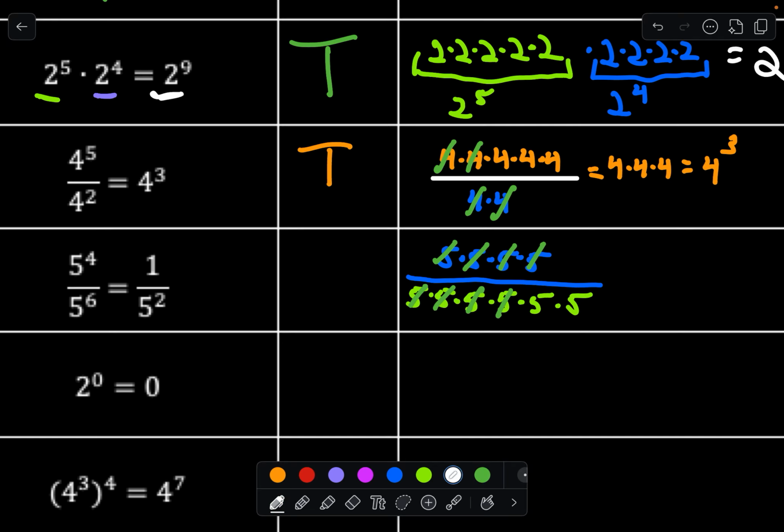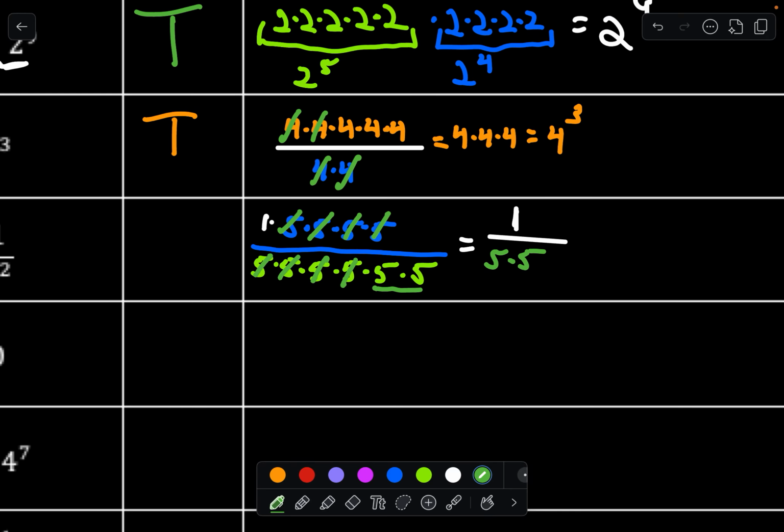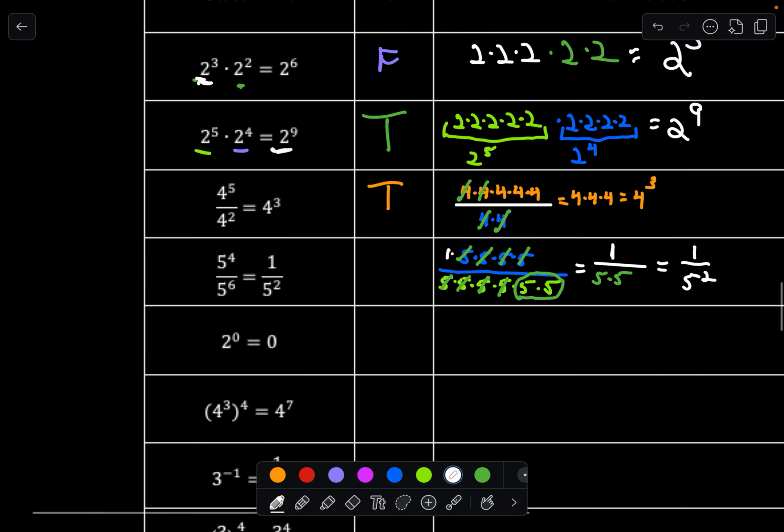And that leaves us with just a 1 on top, because all the 5s divided out doesn't mean that's a 0. It just means, remember, there's a little 1 multiplying this initially. Okay? And then we have the 2 5s on bottom. So, 5 times 5, because these are the 2 that are left, right there. So that does indeed equal 1 over 5 squared. Again, this was true.